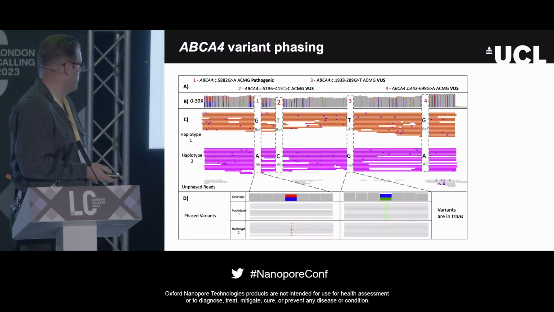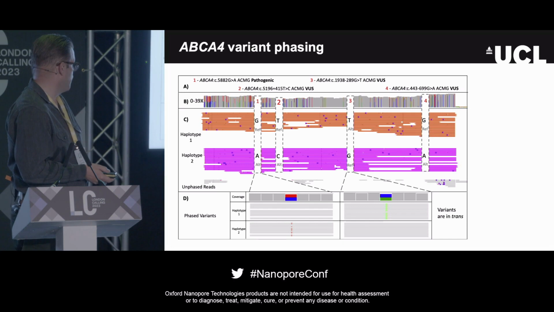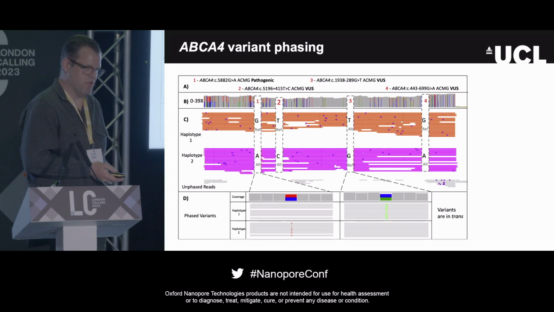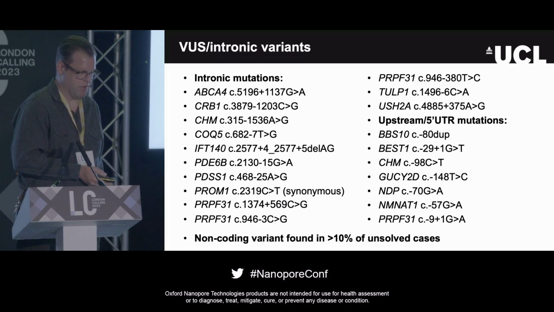And this is an example of that. So this was an individual who carried 4 rare variants in their ABCA4 gene, and we're able to phase and demonstrate which of those variants are in trans without access to family members.